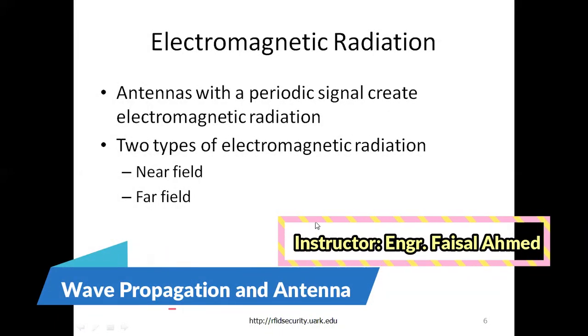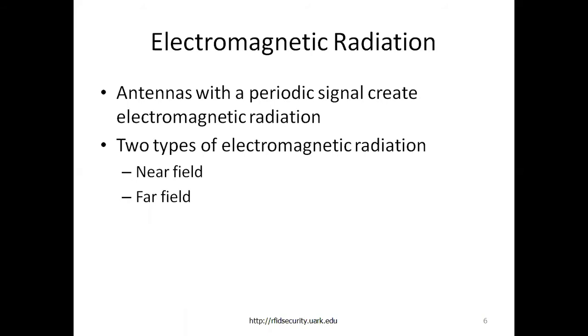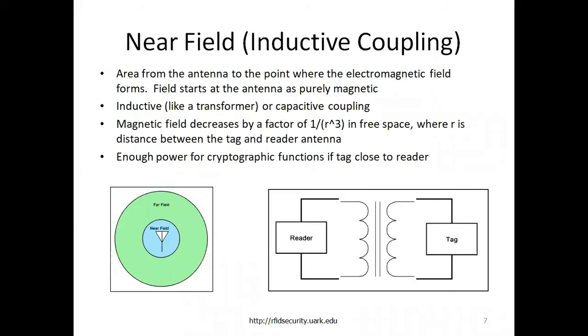Hello students. In the previous class we discussed a little bit about the near field and far field. Today we will go into detail so that you can get an idea of where the near field is and where the far field is. It is one of the properties of the antenna: in how much range or radius we can get the electromagnetic signals or radiations.